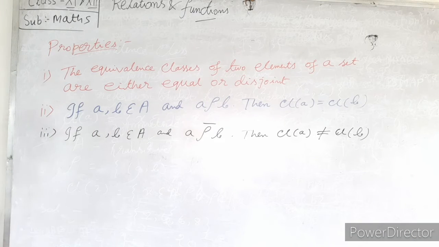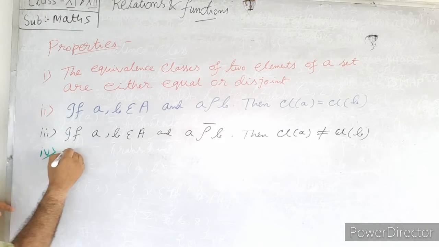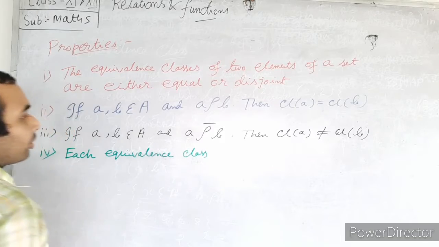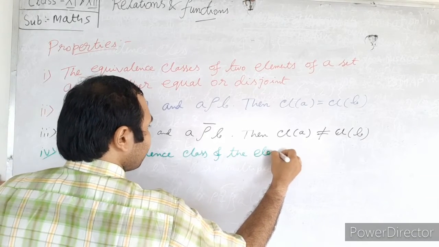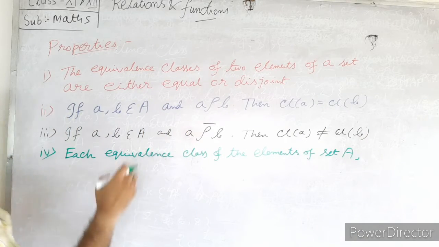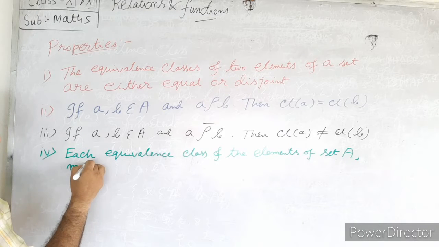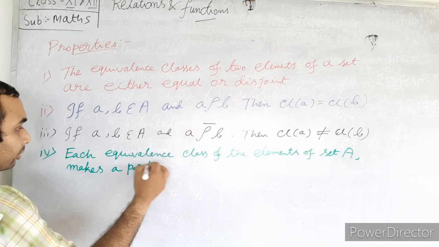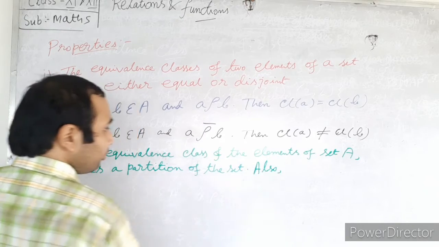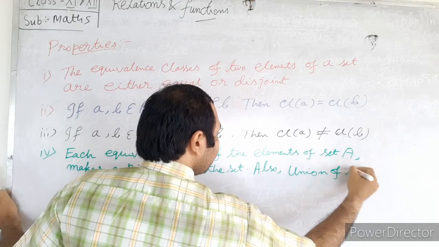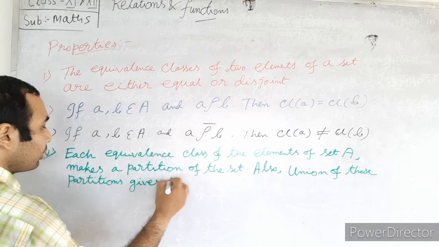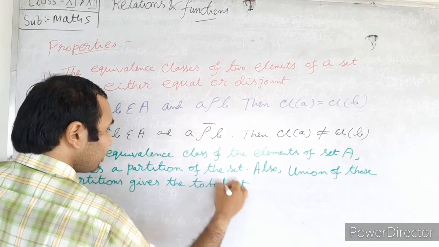Okay. Number 4. Each equivalence class of the elements of set A, actually any set, I am just giving the name, makes a partition of the set, also the union of those partitions gives the total set A.